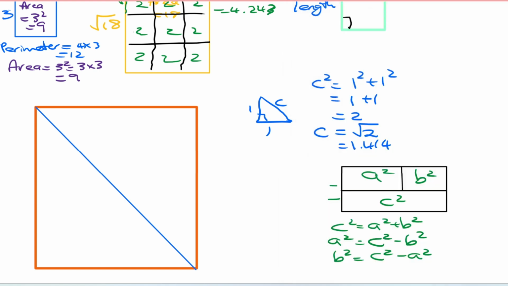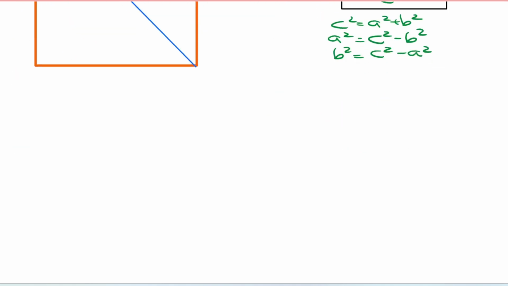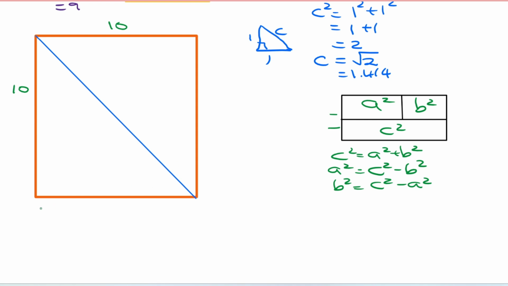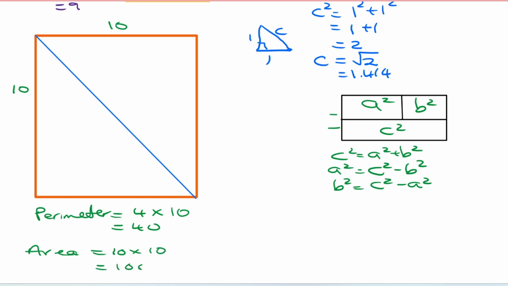So let's have a look at what happens when I scale my square up. So what if I had a 10 by 10 square? So I know my 10 by 10 square has a perimeter equal to 4 times the length, which is 40. It has an area equal to L squared, so that is 10 by 10, which is 100.